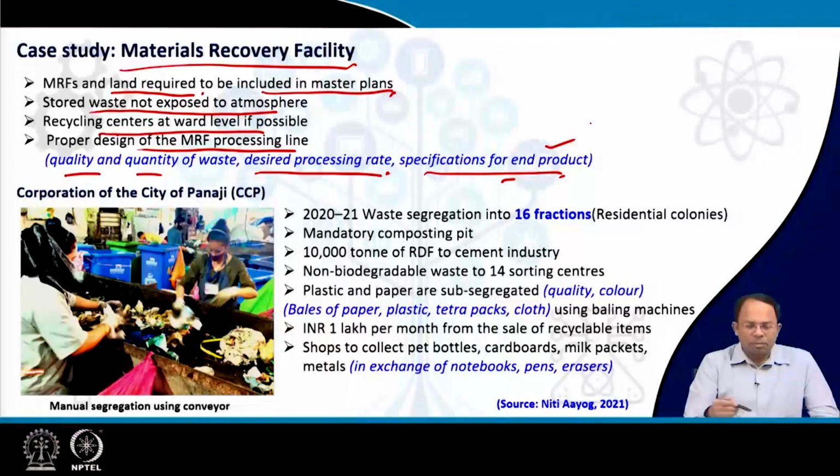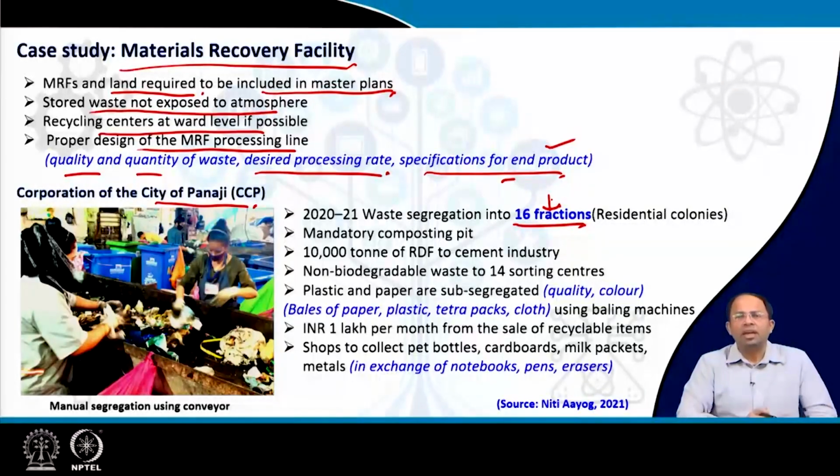In the case of Panaji, as you remember, we have learned this earlier as well, the waste is divided into 16 fractions. Why? Because the city has made agreements with Tetra Pak companies. They have made agreements with these milk plastic packet companies to send those packets back to them. So of course they will have so many fractions. Not only plastic, they will subdivide it into Tetra Pak, then milk cartons, plastic, and all these things.